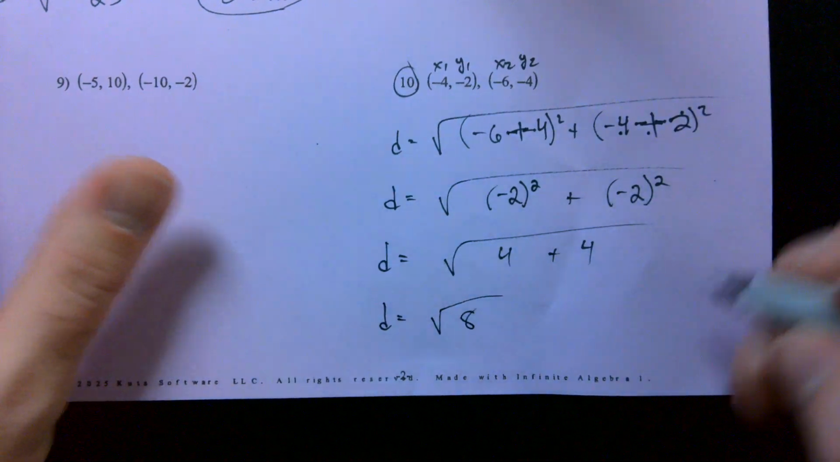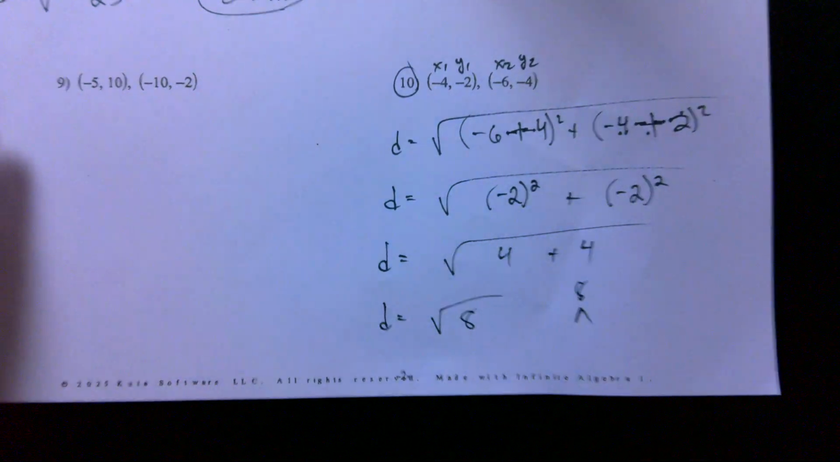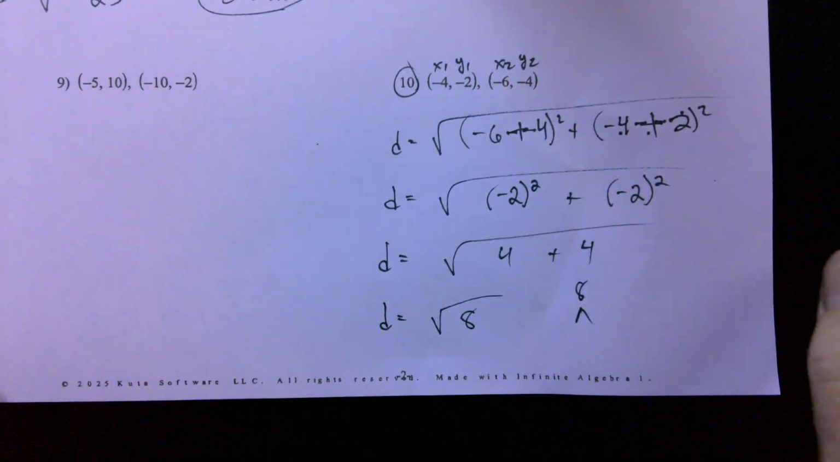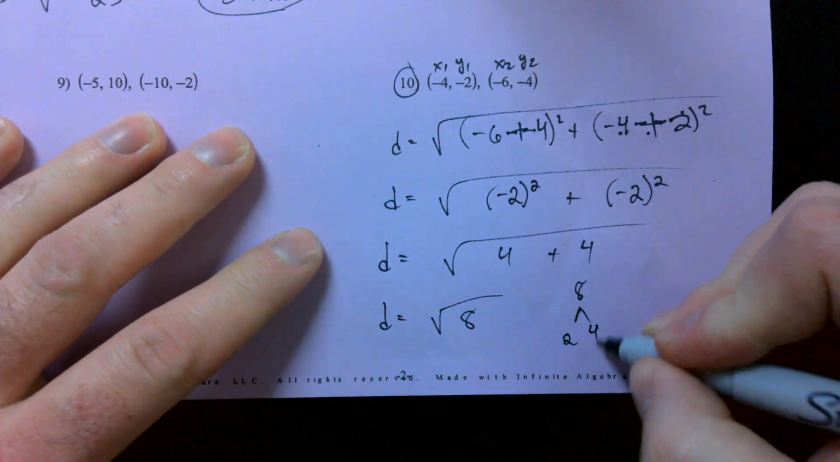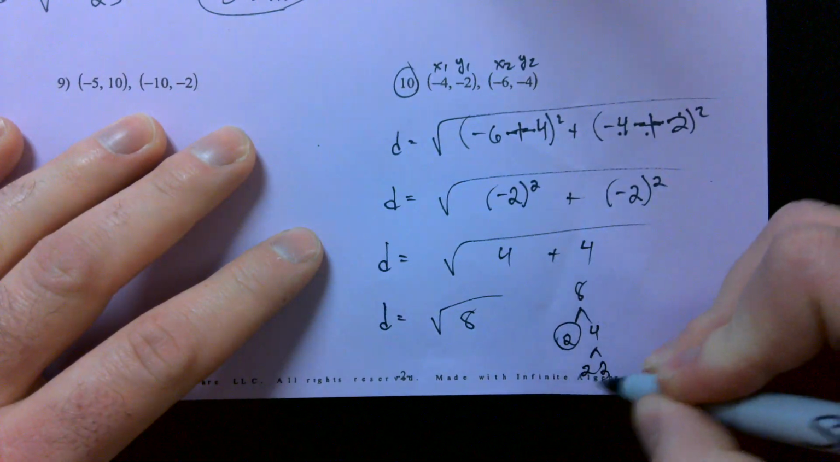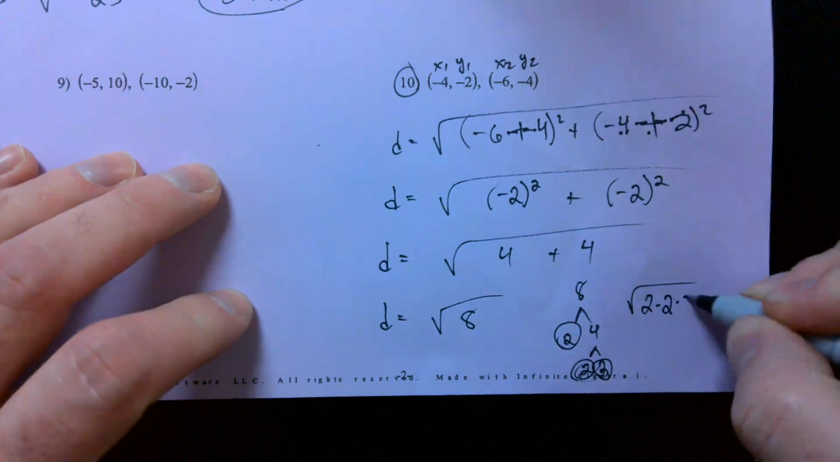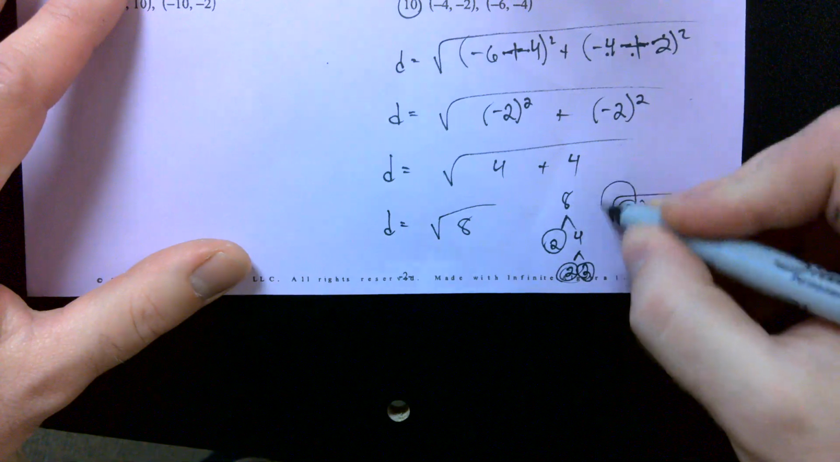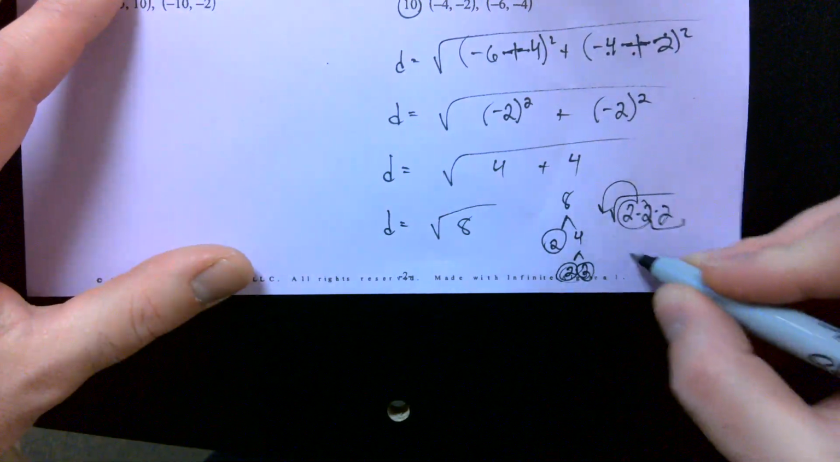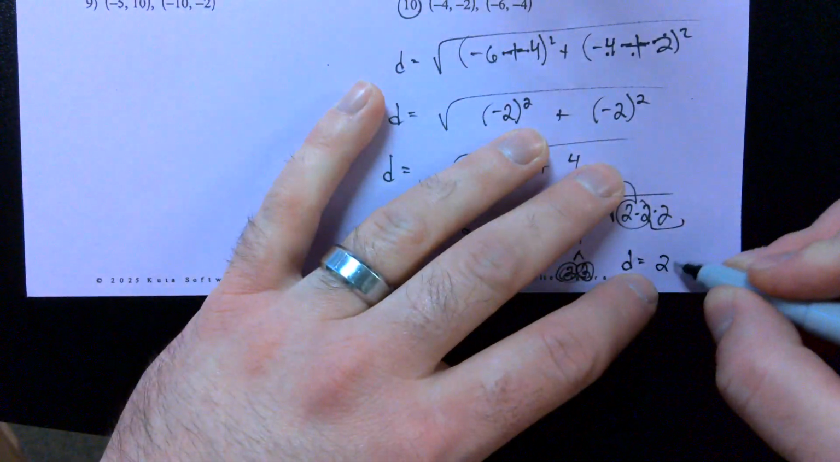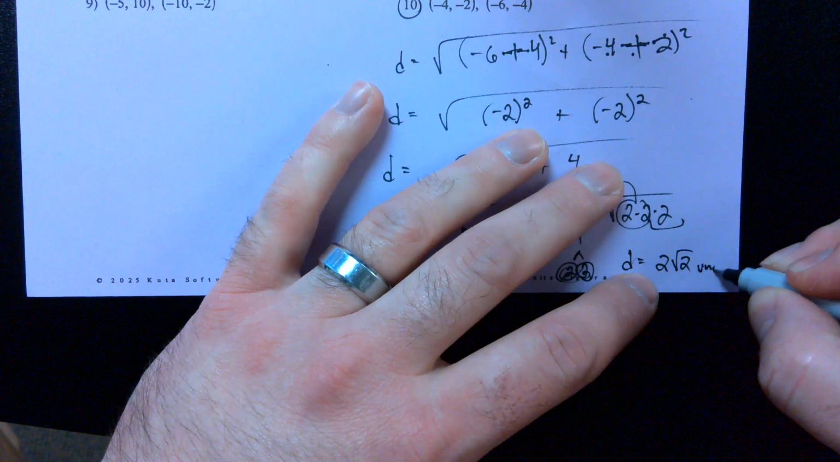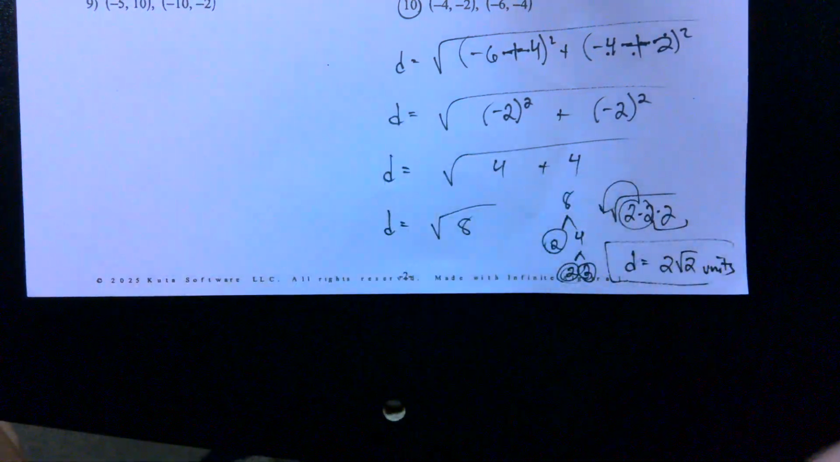D is equal to the square root of 8. If I were to do a factor tree for 8, what 2 numbers multiply to give me 8? 2 and 4. And what 2 numbers multiply to give me 4? 2 and 2. So the square root of 8 is 2 times 2 times 2. Are there any pairs I can bring out? Yeah, pair of 2s. Is there anything left over? A single 2. So D is equal to 2 root 2 units.